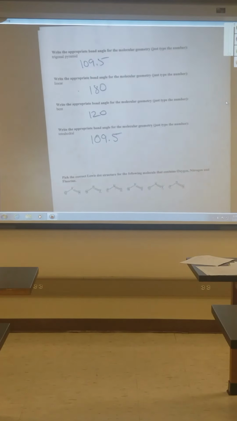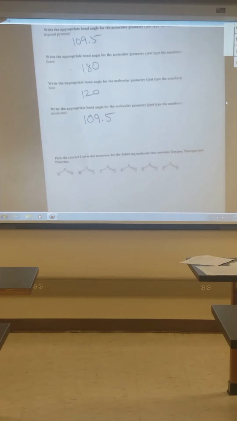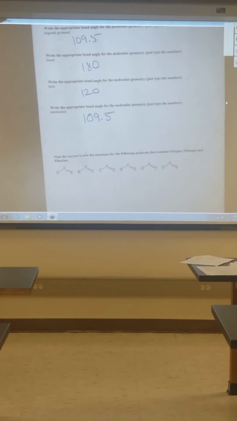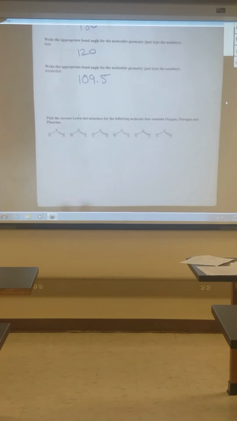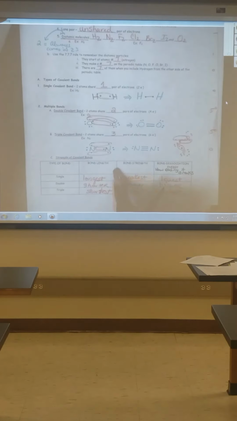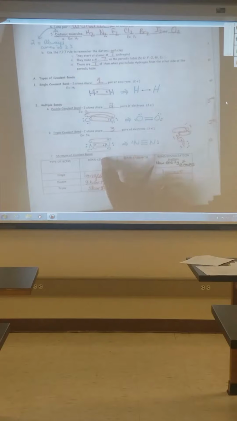The next one says here, pick the correct Lewis dot structure for the following molecule that contains oxygen, nitrogen, and fluorine, okay? And this was a tricky one. I thought about it and I was like, ooh, I like it because this one is going to challenge you. You really had to use our notes if you were doing the Lewis dot structure. I believe not only page 1 would have helped you in your notes, but also this page over here when we did those single, double, and triple bonds, okay?